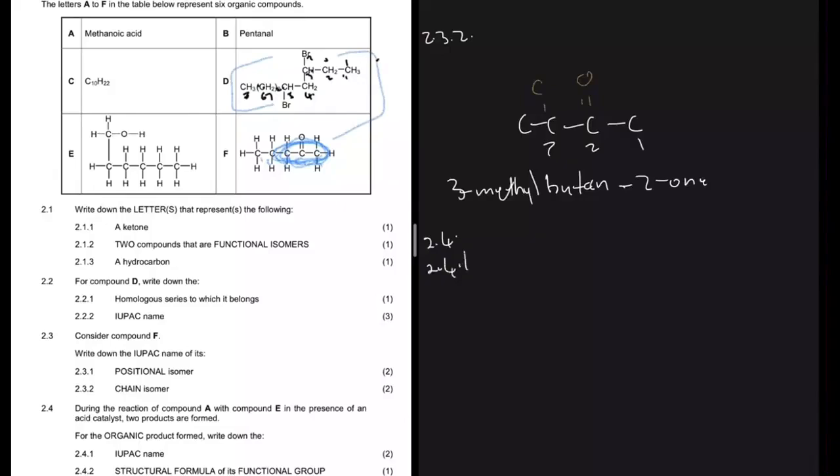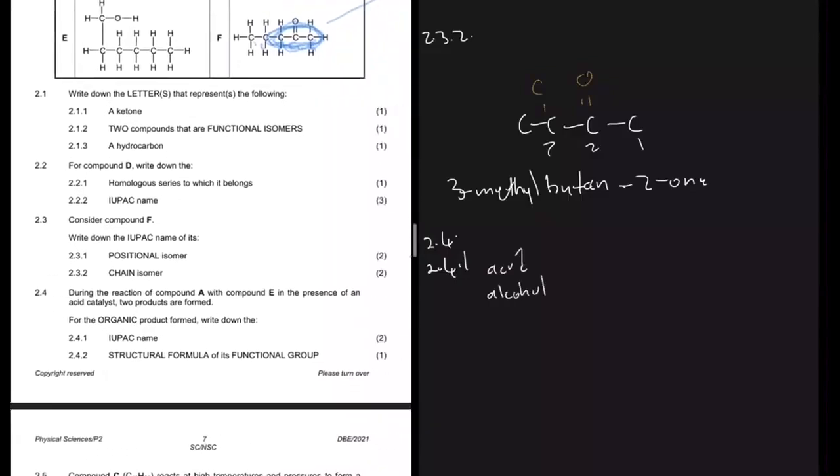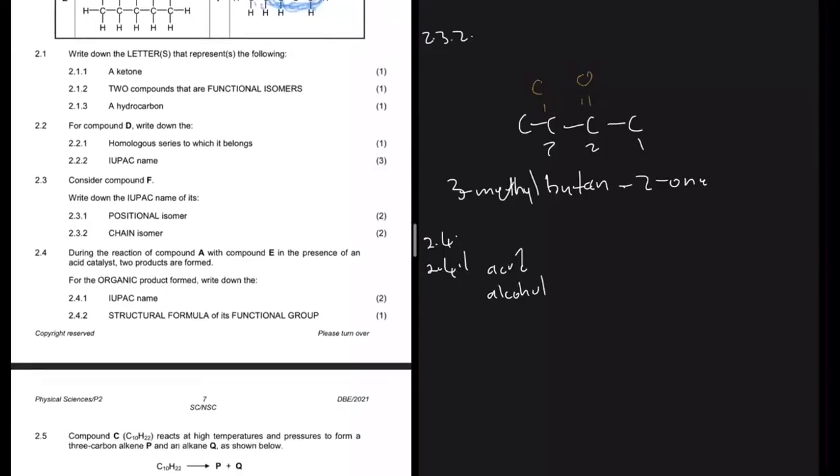2.4.1 says during the reaction of compound A with compound E, compound A is an acid, right? And then compound E is an alcohol. There we go. And then you know that when you mix an acid and an alcohol in the presence of an acid catalyst, you're going to get esterification. So let's see. 2.4.1 says, okay, they have reacted. It says write the IUPAC name of the organic compound formed.